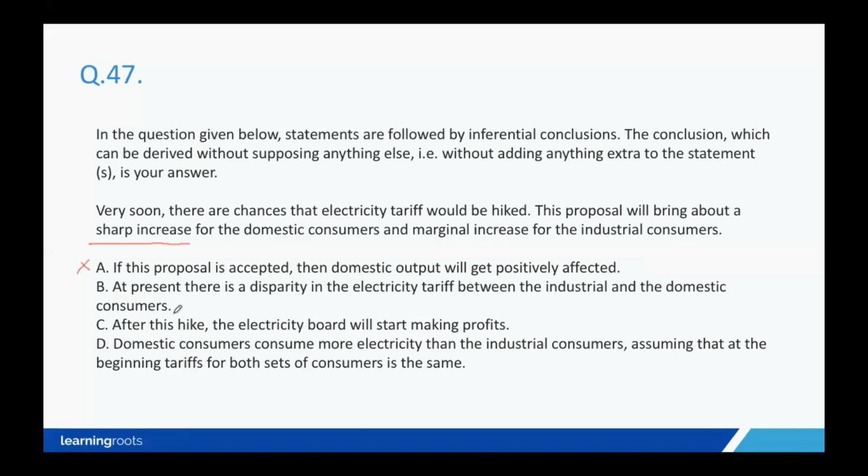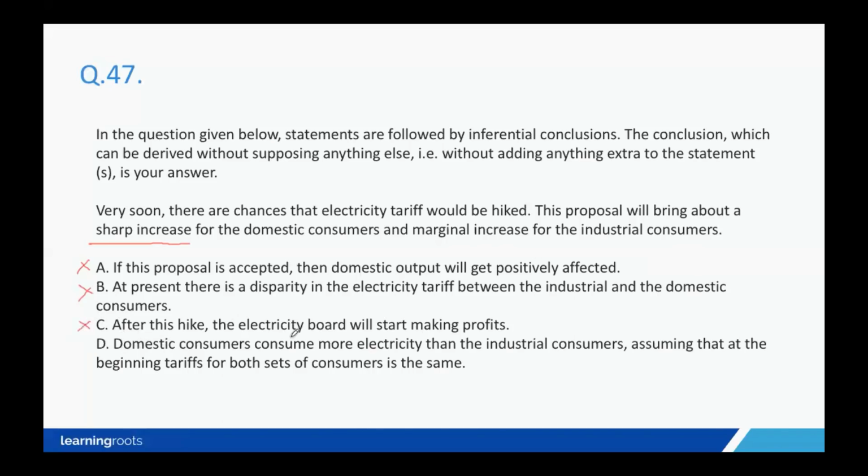B says, at present, there is a disparity in electric tariff between industrial and domestic consumers. Again, how do we know this? Okay, there is no way of knowing this, right? That there is a disparity currently. So it only says that there will be a sharp increase once the tariff is hiked. But what is the current situation? I have no clue. That's why B is gone. C says after this hike, the electricity board will start making profits. Again, they will start making profits. Can't say this. What if they increase it, but still they make losses after this as well? So clearly C is also incorrect.